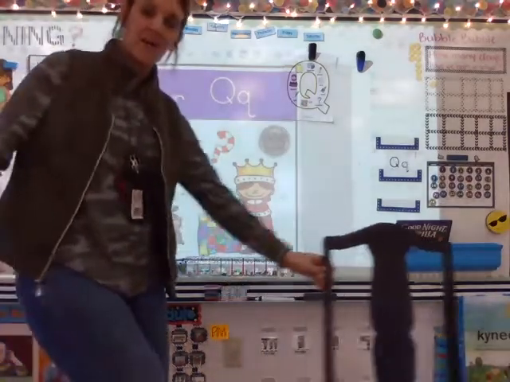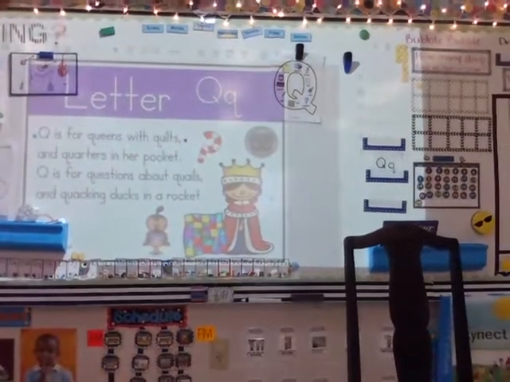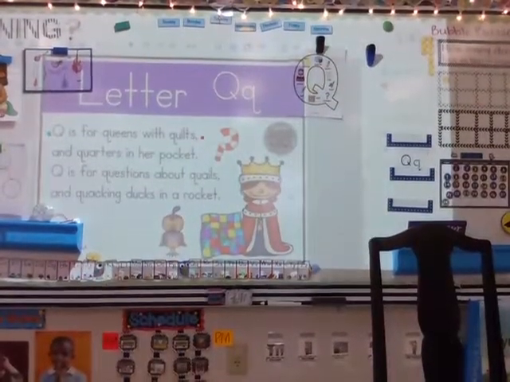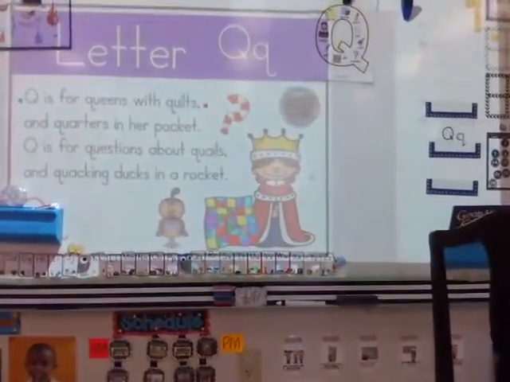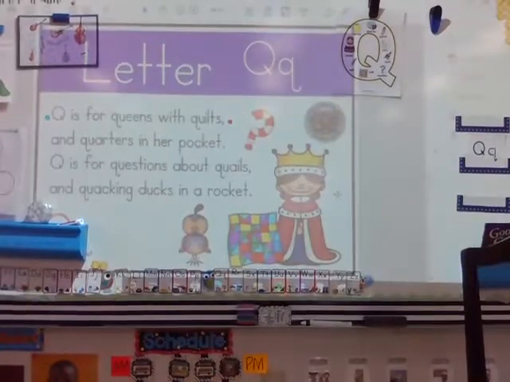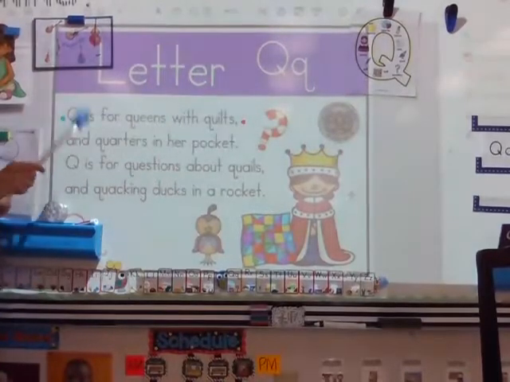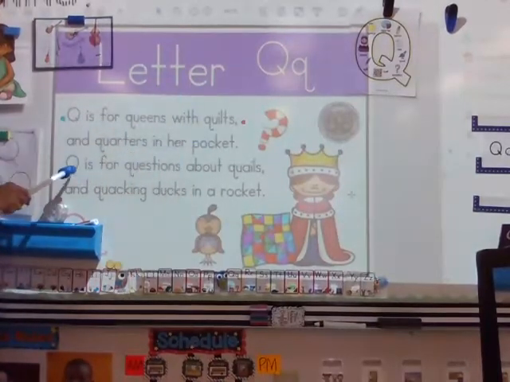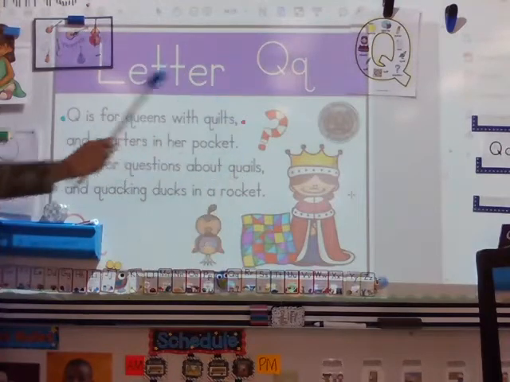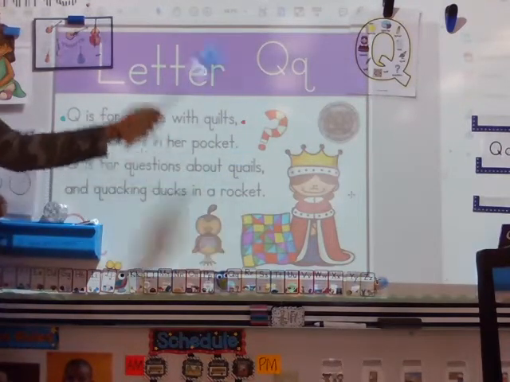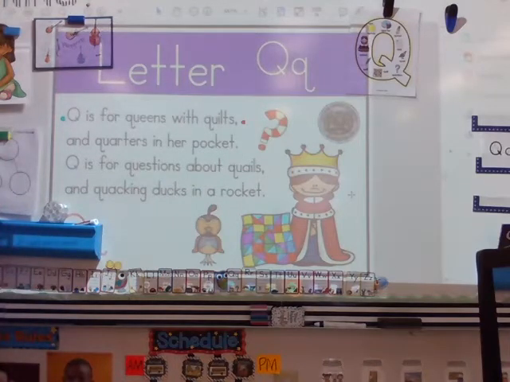All right, let me move my chair. Everything's all ready. I'm going to scoot you closer to the screen so you all can see what's going on at home. All right, friends. Are we ready? Here we go. Q is for queens with quilts and quarters in her pocket. Q is for questions about quails and quacking ducks in a rocket. That's a silly story. All right, this time I'm going to start pointing, and I'm not going to read it out loud, but every time we see a Q, we're going to make the Q sound.